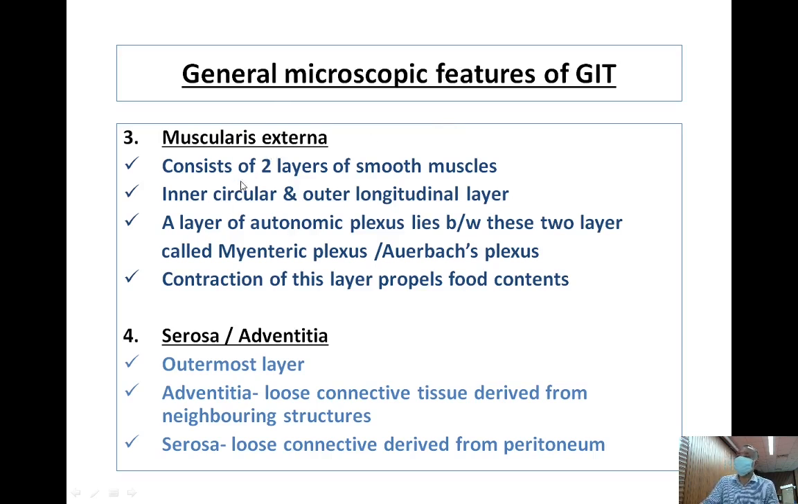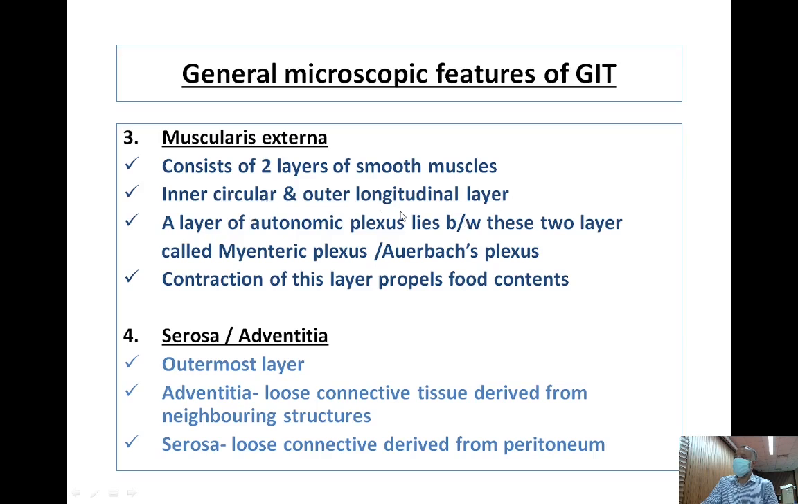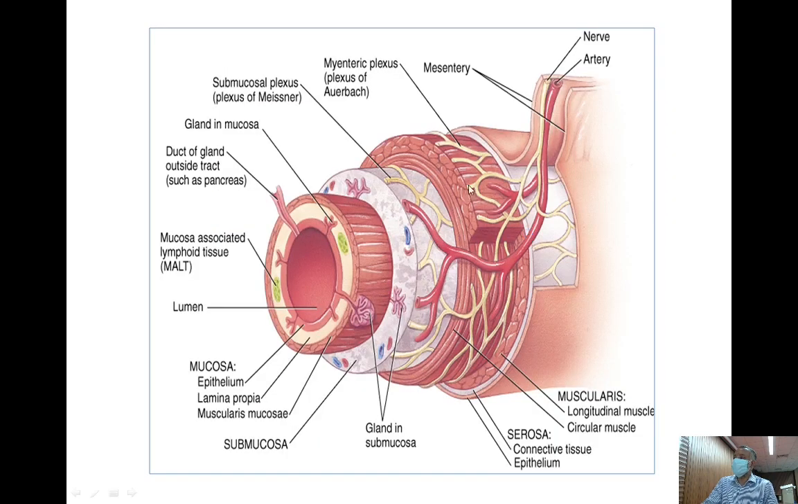It is consisting of 2 layers of smooth muscle. Normally the whole GIT is made up of 2 layers of smooth muscle. Okay, inner circular, outer longitudinal. But some deviation is there. Inner circular, outer longitudinal, and a layer of autonomic plexus lies between these 2 layers. Here also we are having the autonomic plexus between this inner and outer layer. In between these 2 layers we are having some autonomic nerve plexus.